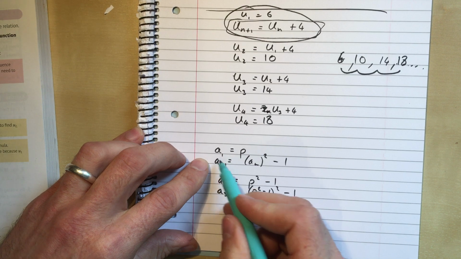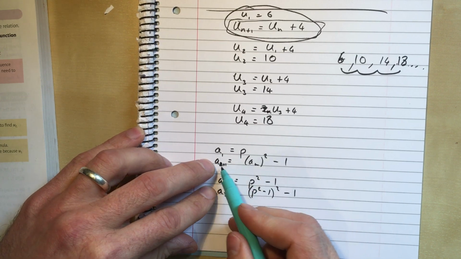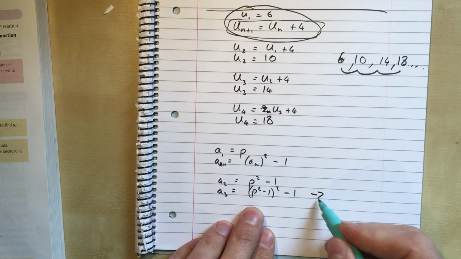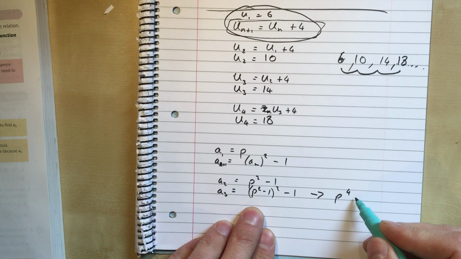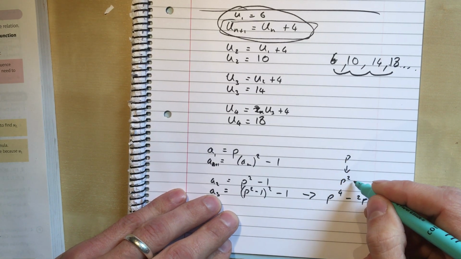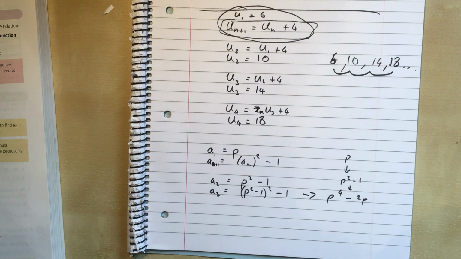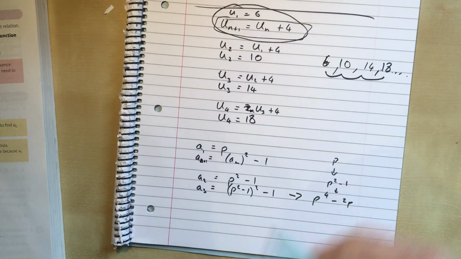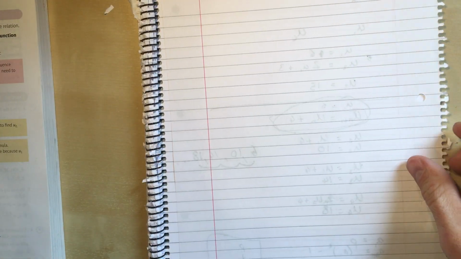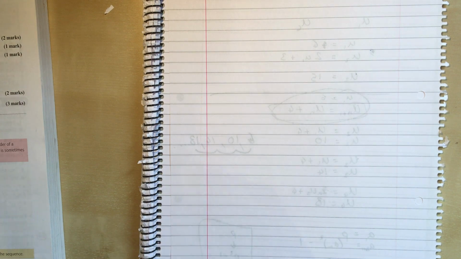A2 squared minus 1 equals A_(n+1), so A3. Okay, so A3 equals this expression here. And if we simplify that expression, we get what they're asking us for, p to the 4 minus 2p squared. So I can get a sequence here which goes p squared minus 1, and then p to the power of 4 minus 2p squared. So it's a complicated expression, a complicated sequence is what I'm trying to say. But that's fine. We can have a sequence with p's in it. That's not a problem. That's how recurrence relations work. They relate the term in the sequence to the next term in the sequence.